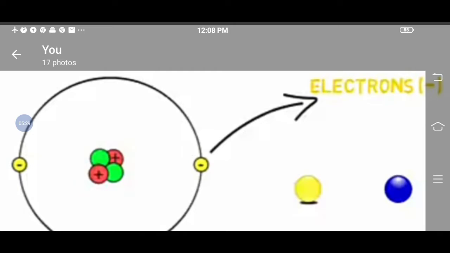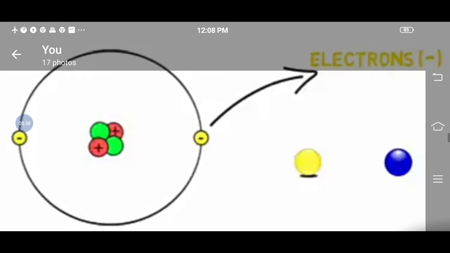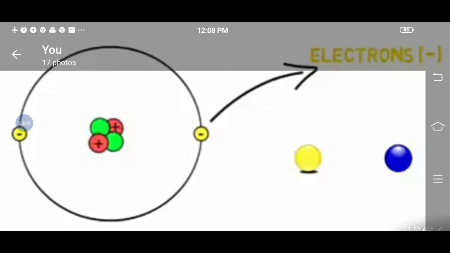Electrons are the third type of fundamental particle present in any element. The electron revolves around the nucleus like this. In the circular orbit, there is a movement of electrons around the nucleus.